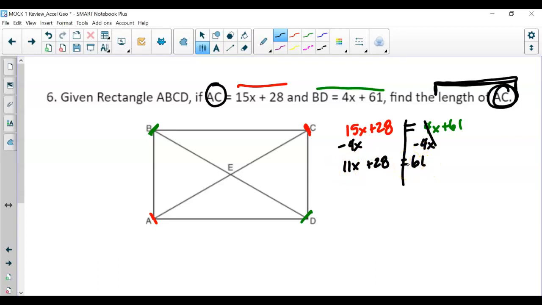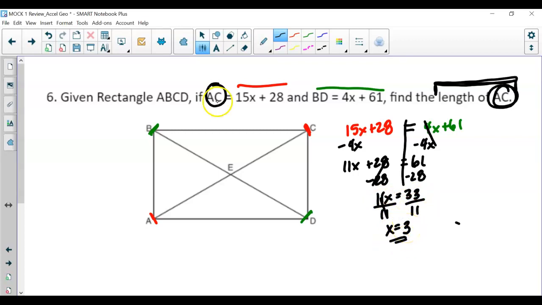Now we're just solving our two-step, right? Subtract 28, and that's how you end up with 33, and divide by 11. So x is equal to 3. But then again, this is not our answer.